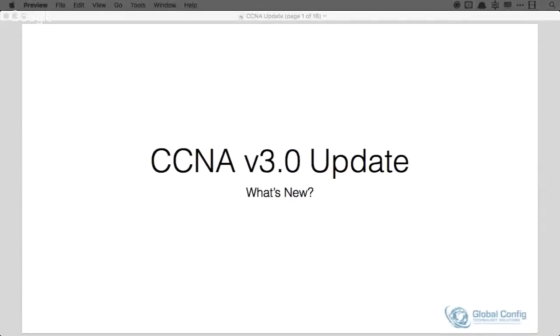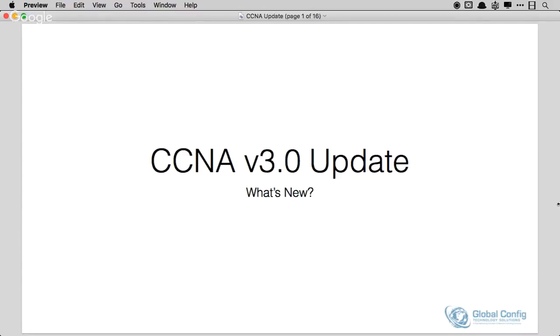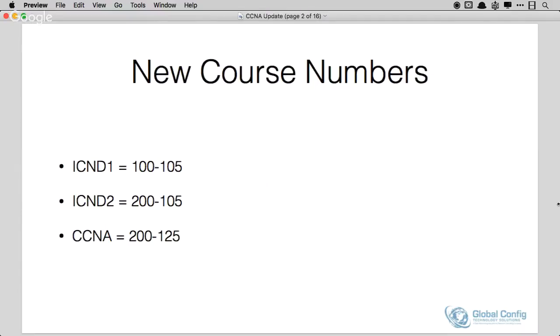Basically, Cisco has announced a brand new version 3.0 of their CCNA program. There are some pretty significant changes, and they make sense. First of all, they have new course numbers. Anytime they come out with a new course, it gets a new number associated with it, and these are the numbers you're going to be looking up when you take the exam.